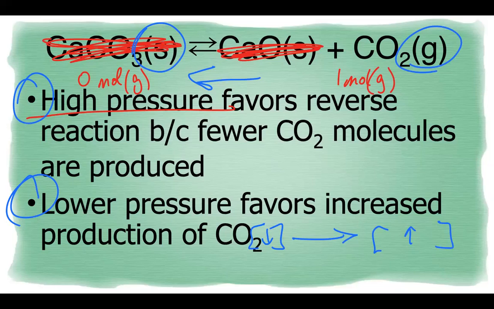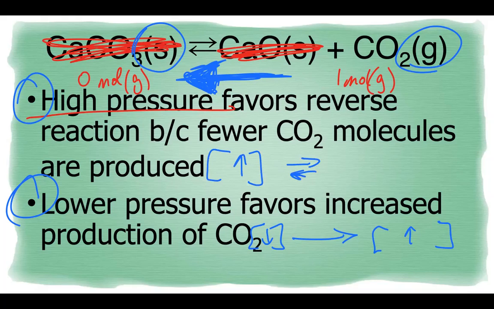Once a new equilibrium is established, because we've increased the reverse reaction, that means at the new equilibrium, we're going to have more reactants and we're going to have less products at the new equilibrium.